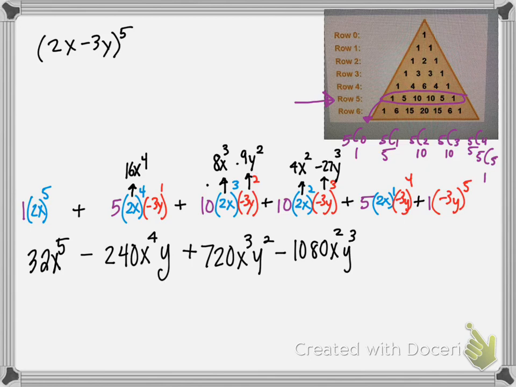For my next term, I need to figure out what negative 3y to the 4th power is. That would give me 81, so 81y to the 4th. So 81 times 2 times 5 would give me 810. And this is xy to the 4th. And then the very last term, negative 3 to the 5th power, is negative 243. So this is negative 243y to the 5th.